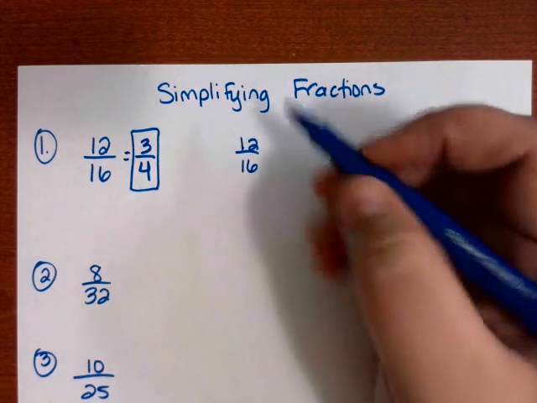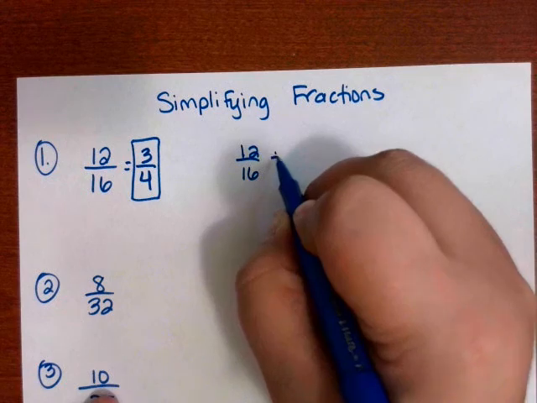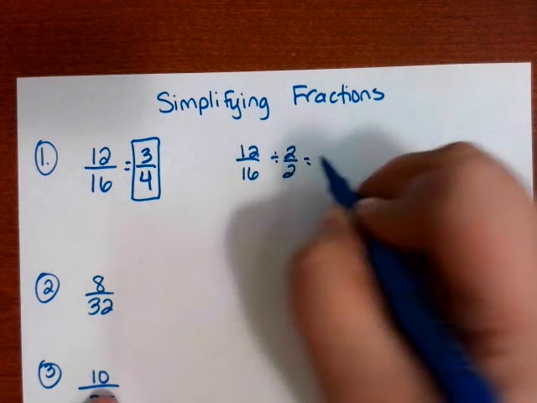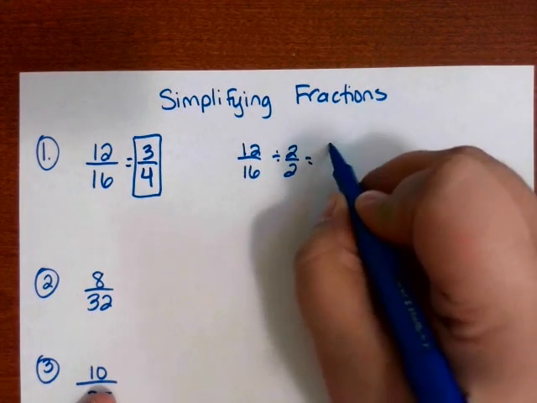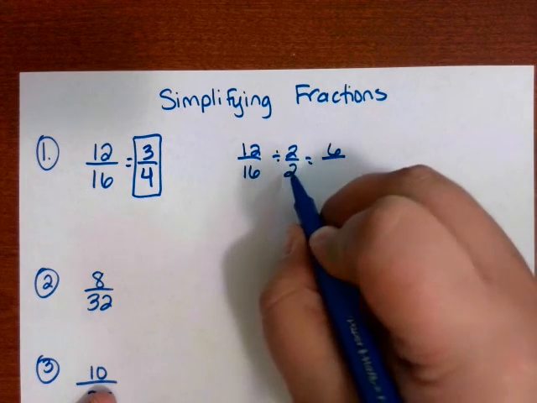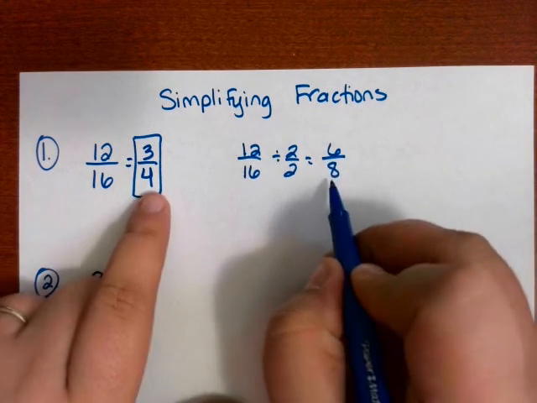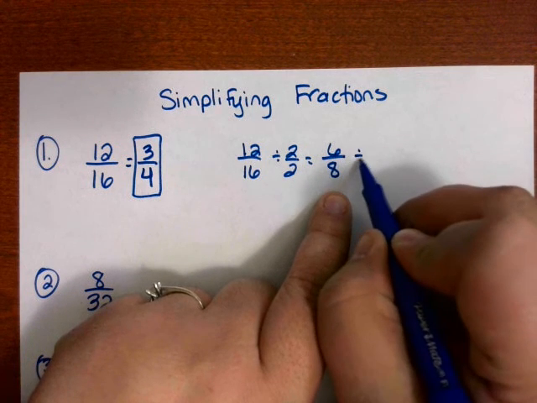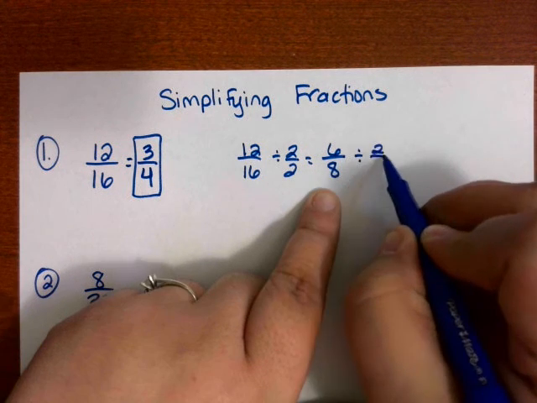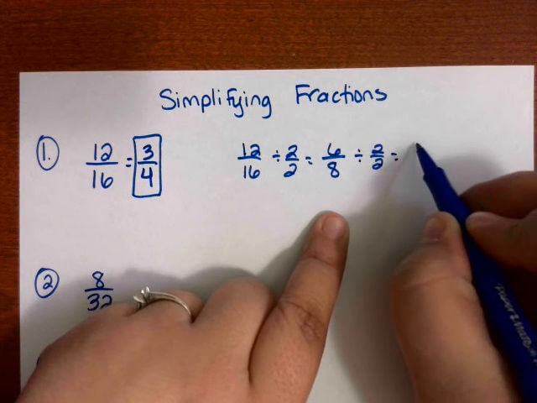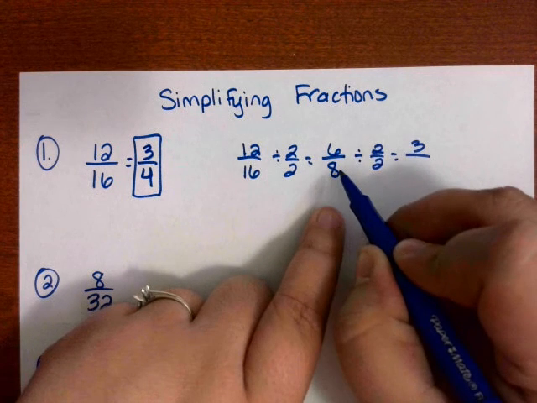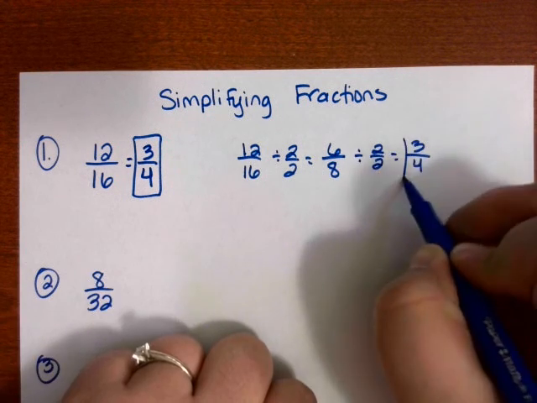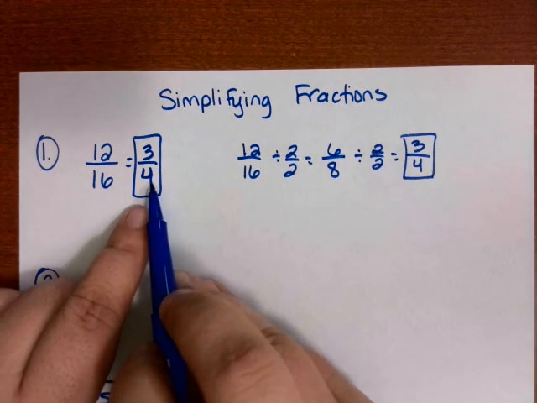and I saw, okay, they're both even, so I know I could divide both numbers by 2. 12 divided by 2 will get me 6. 16 divided by 2 will get me 8. But notice these answers are not the same, because this can be simplified again by 2, because they're both even. 6 divided by 2 is 3, and 8 divided by 2 is 4. And now we have that same equivalent fraction.